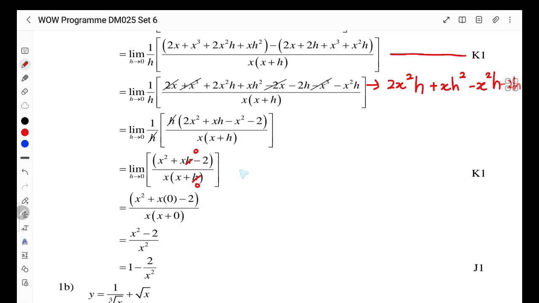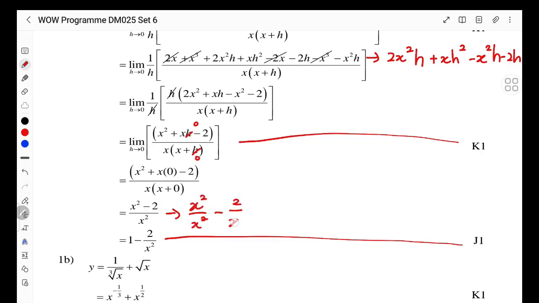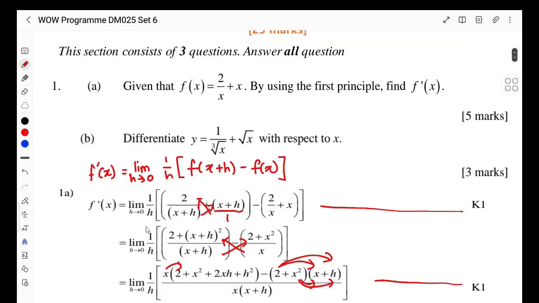So another K1 is you evaluate the limit as h approaches 0, and then the final answer J1: 1 minus 2 over x squared. Here actually you can simplify x squared divided by x squared, minus 2 over x squared. So here you become 1, and this one negative 1 over x squared. Okay, so next for question B.